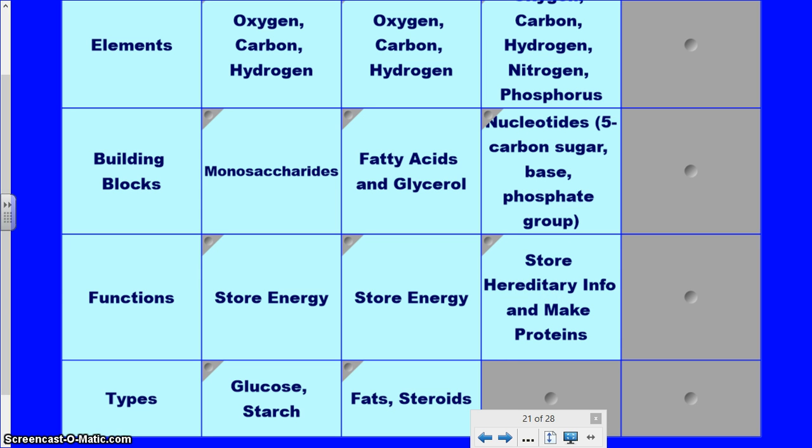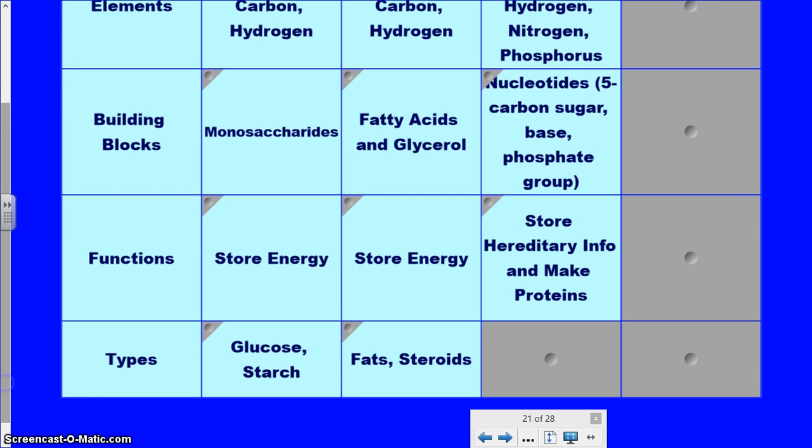Its functions are to store your hereditary information. Okay, it's stored in the nucleus of the cell, as well as to make proteins. The DNA is the one that stores the hereditary information. The RNA is the one that is used to make your proteins. And types, as we said earlier, include DNA and RNA. I will give you a second or two to finish writing before we move on to the next one.